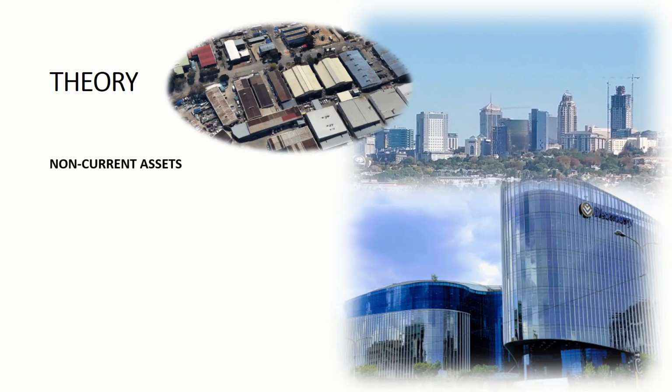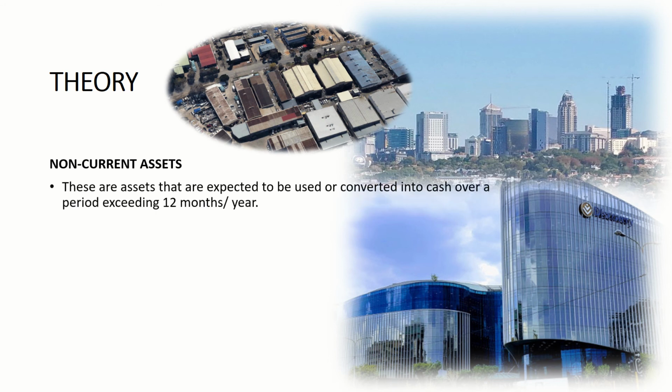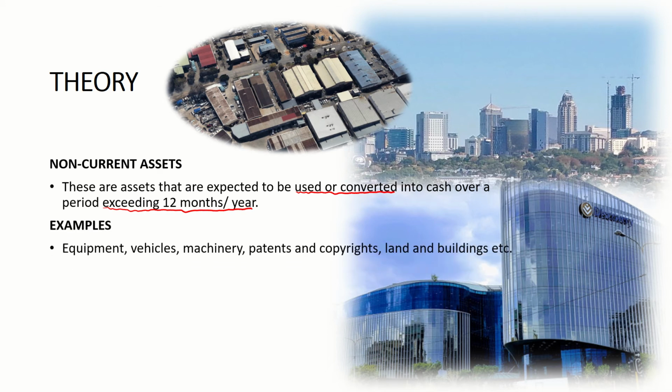Then I spoke about non-current assets. I said to you, non-current assets are assets that are expected to be used or converted into cash over a period exceeding 12 months. Then I gave you examples of these assets. It will be equipment, vehicles, machinery, patents, copyrights, buildings, and land.